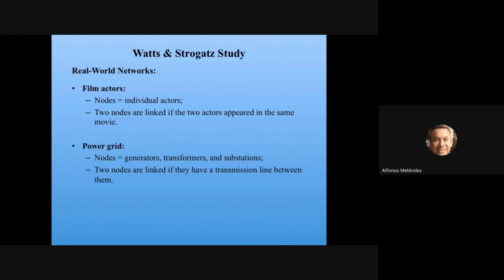They also looked at a very different kind of network, the power grid of the US, where nodes were generators, transformers, and substations, and two nodes were linked if they had a transmission line between them. And finally, the network that we saw a picture of, the brain of the worm C. elegans, where the nodes are neurons and two nodes were linked if they're connected by a synapse or a gap junction. So is there any reason that these three extremely different kinds of networks should have anything in common?